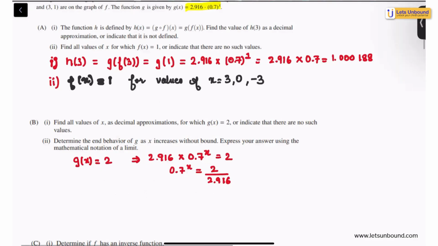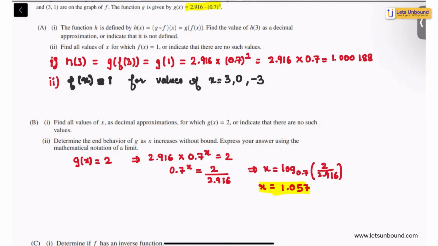So the answer we got from our graph by applying x is equal to log base 0.7 of 2 divided by 2.916 as the argument is that x has a value of 1.057. So at x = 1.057, we are getting the value of g(x) as 2. So you will need to solve this effectively using your calculators. Otherwise, it becomes difficult to solve for it.